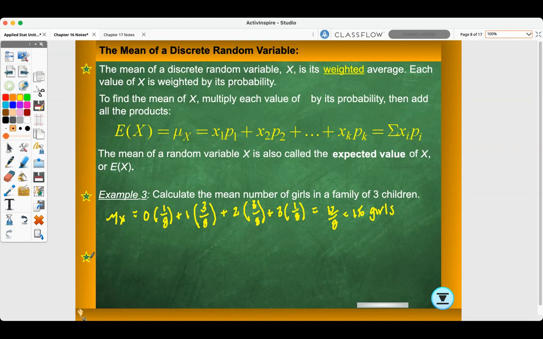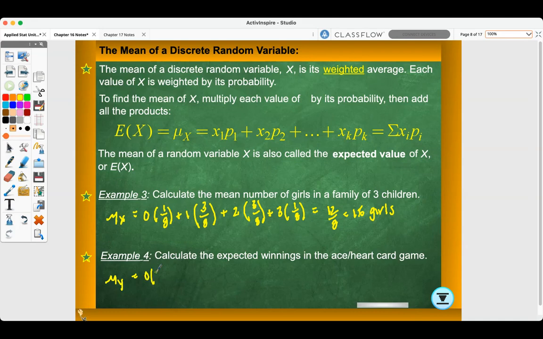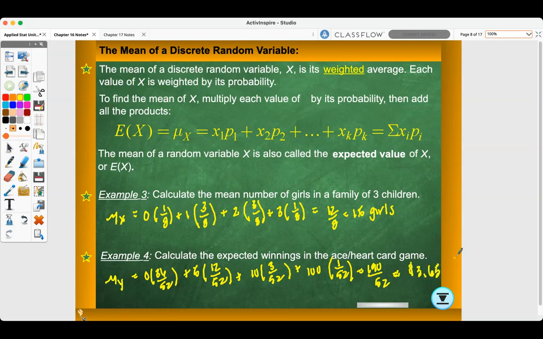Let's look at example 4. Calculate the expected winnings in the ace of hearts game. So my expected winnings, referring back to example 2, would be 0 times 36 out of 52 plus 5 times 12 out of 52 plus 10 times 3 out of 52 plus 100 times 1 out of 52, which would be 190 out of 52, which would be about $3.65.